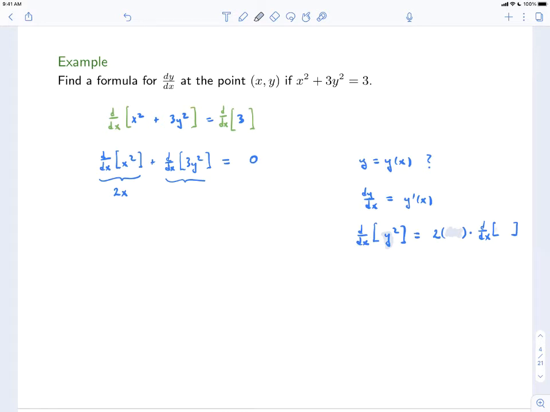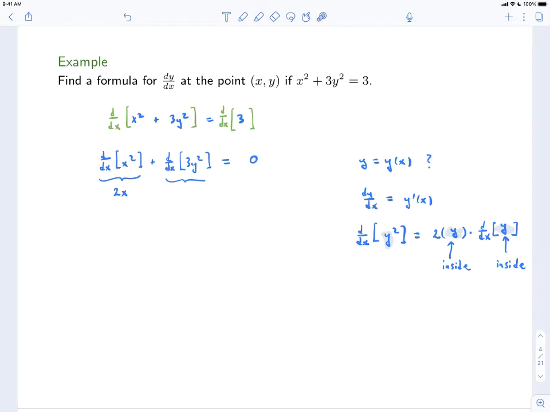So right there and right there, those are our inside functions. The inside function goes here. But it also goes here. So the question is, what is the inside function? The inside function is y. We don't actually know what y is as a function of x, but we know it is a function. So we just put y inside.